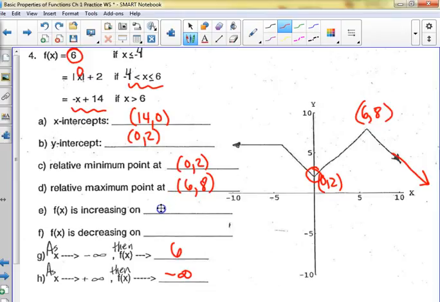All right, increasing. Where is this going up? 0 to 6. Good call. Where's it going down? Be careful. I don't think that's negative 6. Negative 4 is where it switched. You can tell that up here. Negative 4 to 0. And again, it goes down from 6 to infinity off to the right.